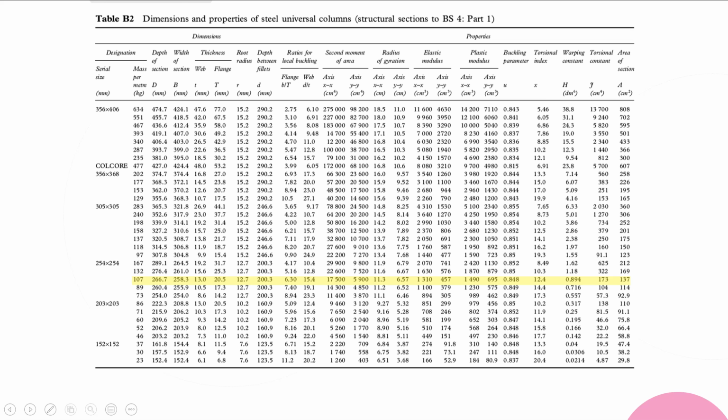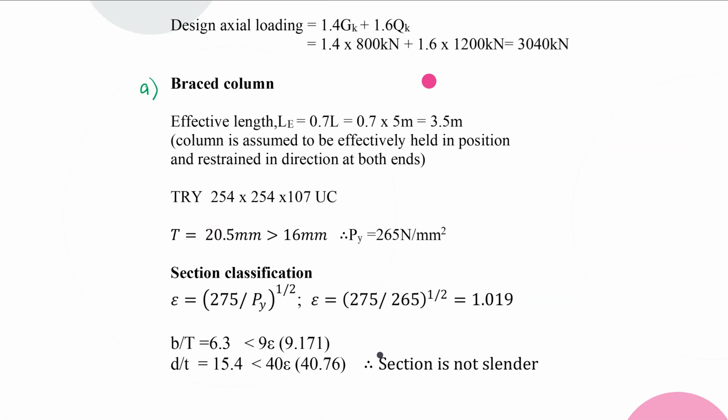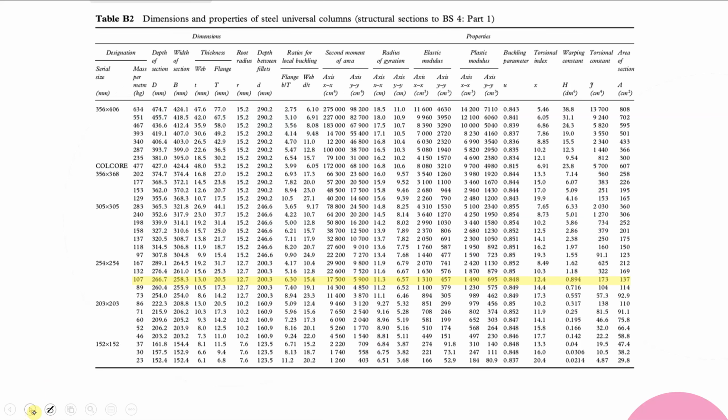Alright, so here I just select 254 by 107 UC for my first selection lah. I try first. Okay, first kita kena tengok dulu the value of py, since you know py is steel strength. Okay, so kita dah ada section that we select randomly. Select je random. Semakin ke bawah, as you know, dia semakin kecil, smaller. So if you go higher up above the table, the section is going to be bigger.